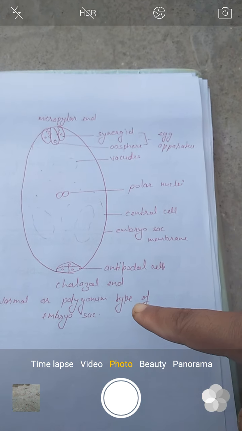The typical, most common type of embryo sac, found in 80% of flowering plants, is called polygonum. Here is the structure of a normal or polygonum type of embryo sac. It contains 8 nuclei but 7 cells: 3 micropylar, 3 chalazal and 1 central. It is formed by 1 meiosis and 3 mitoses.